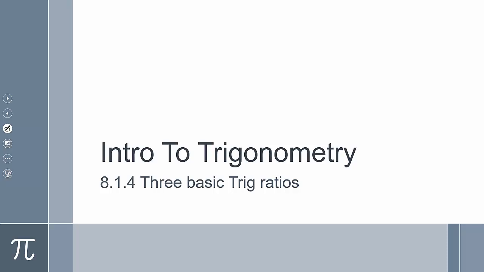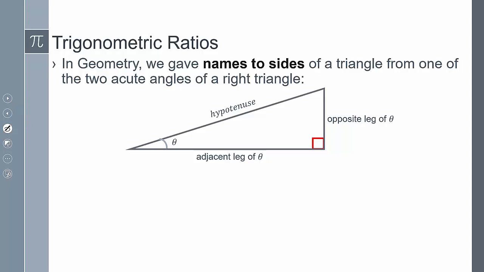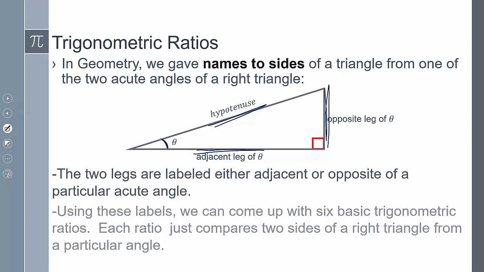This is section 8.14. We're going to take a look at the three basic trig ratios. We're going to examine the three basic trig ratios of a right triangle. Now in geometry, we give names to the sides of a triangle in correspondence to one of the two acute angles. So for example, if I were to say this acute angle here, theta, we would call this the opposite leg. This is the adjacent leg, and then always the hypotenuse is going to be opposite of that 90 degrees.